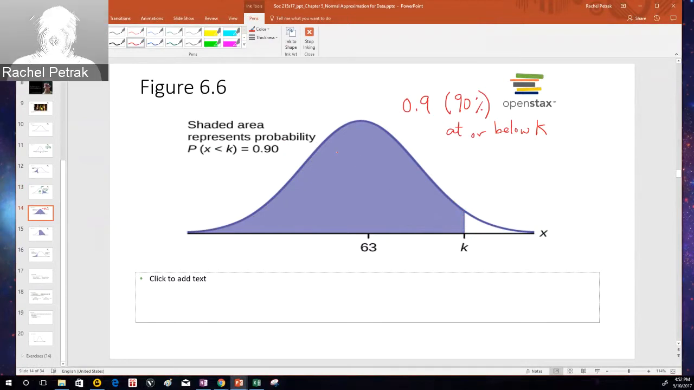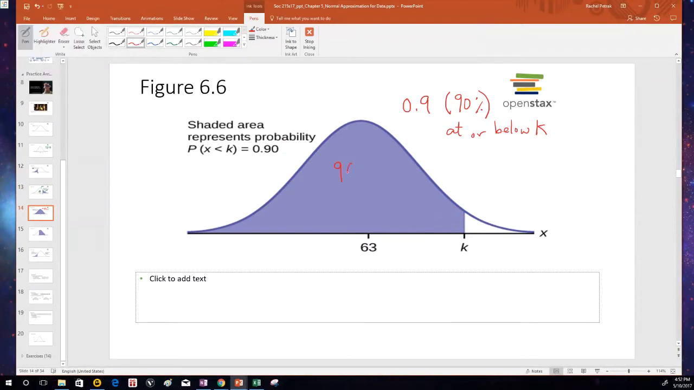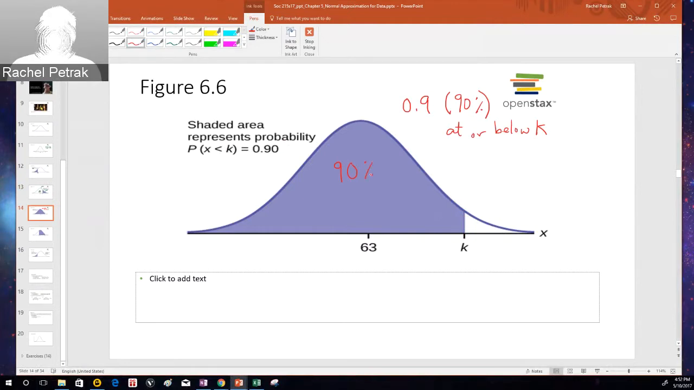If you know this proportion, and I know this proportion is 90% or 0.9 as a proportion, because that goes hand in hand with knowing the probability. So if you know the proportion, you know the probability.